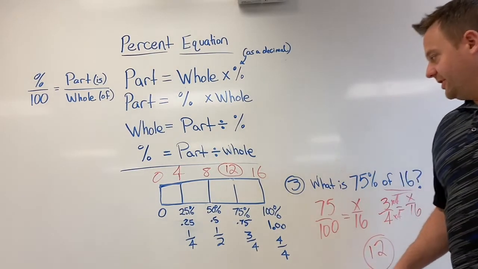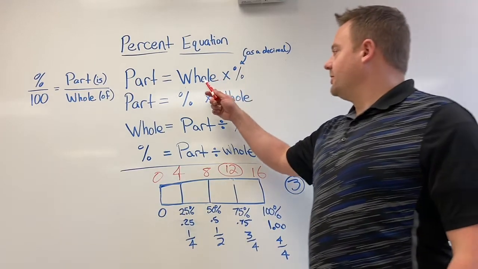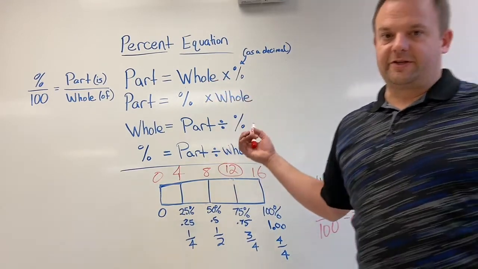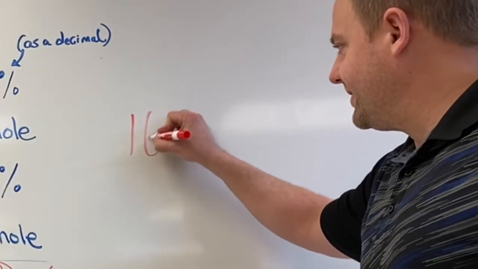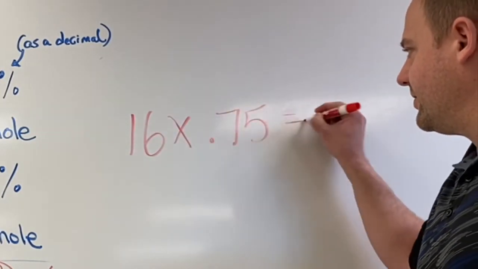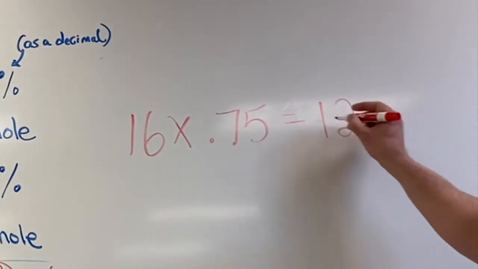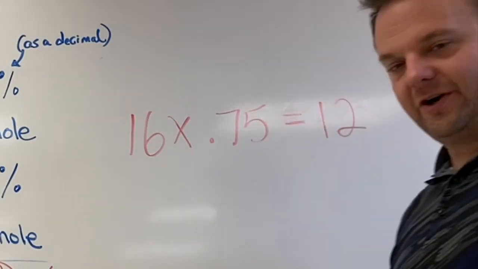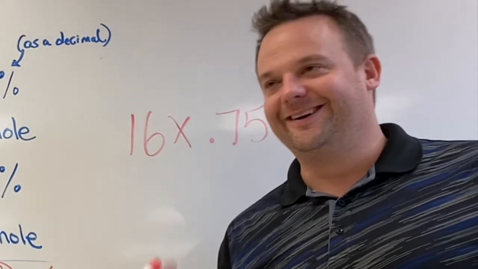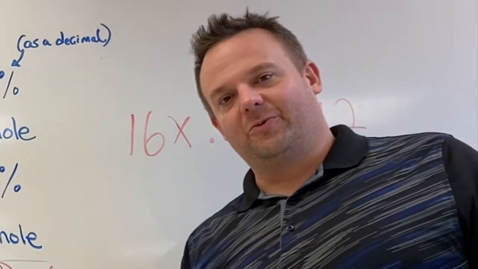Now for the percent equation, we're missing the part. So we do the whole times the percent, or the percent times the whole. 16 times 75 hundredths, and you're allowed to type that in the calculator, equals 12. And if you were to have to show your work, just don't say, I used a calculator. You would actually type out that equation to show your work.